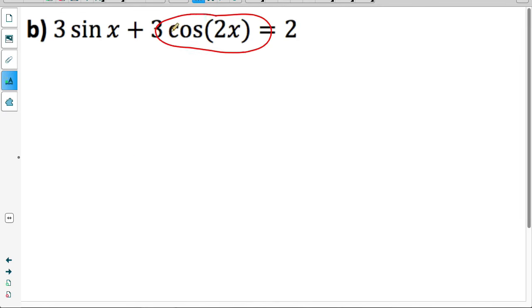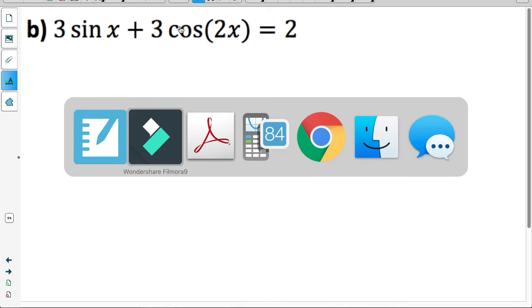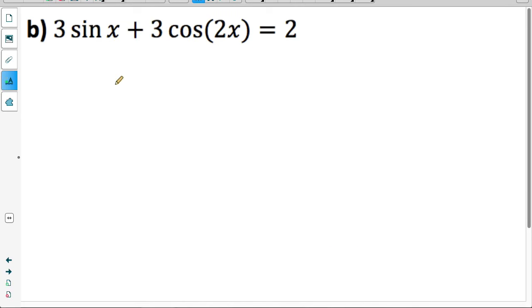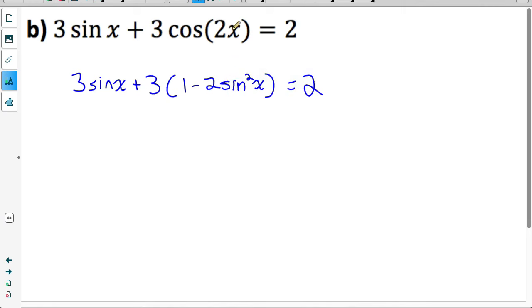So what we're going to use is the cosine double angle identity. Let's look over to our identity page. Notice that cosine of a double angle can be written exclusively in terms of sine if we rewrite it as 1 minus 2 sine squared x. So let's go ahead and do that. That would make this equation become 3 sine x plus 3 times 1 minus 2 sine squared x equals 2. So I just used the double angle identity to change this into this.